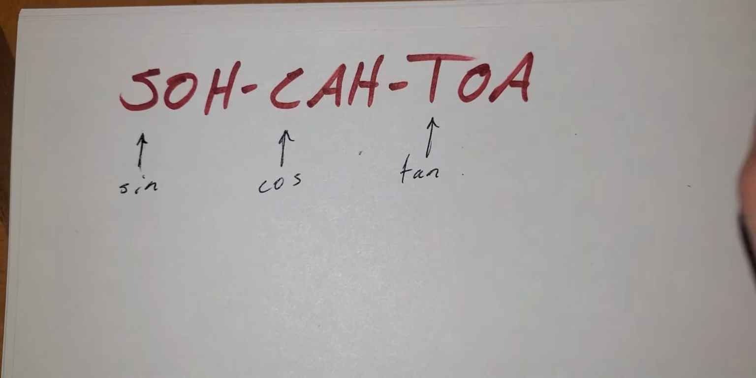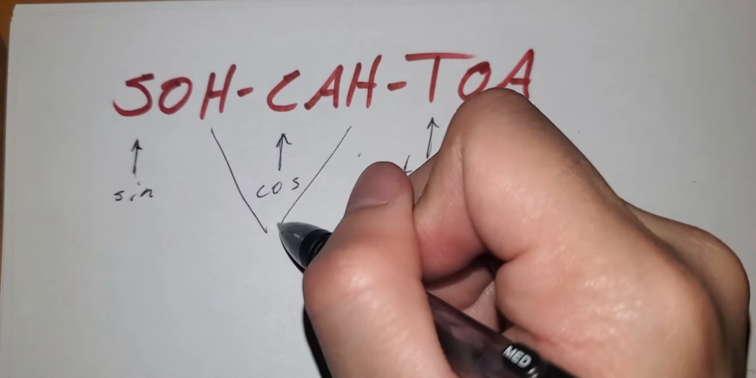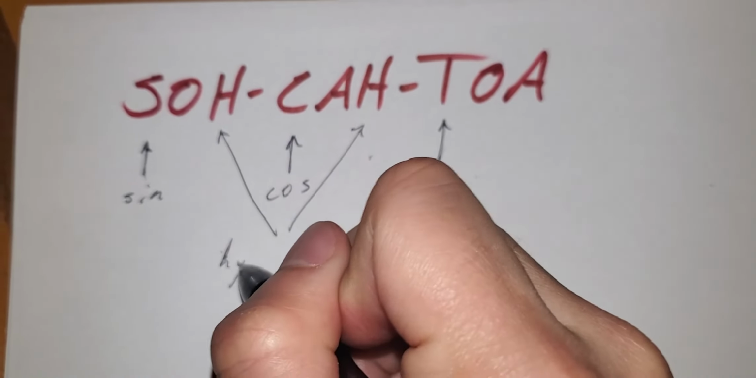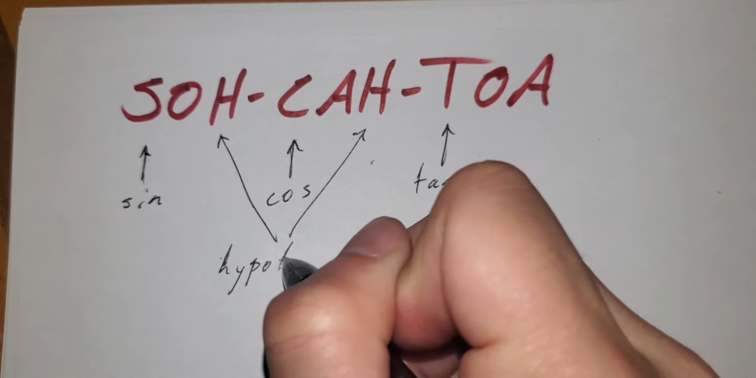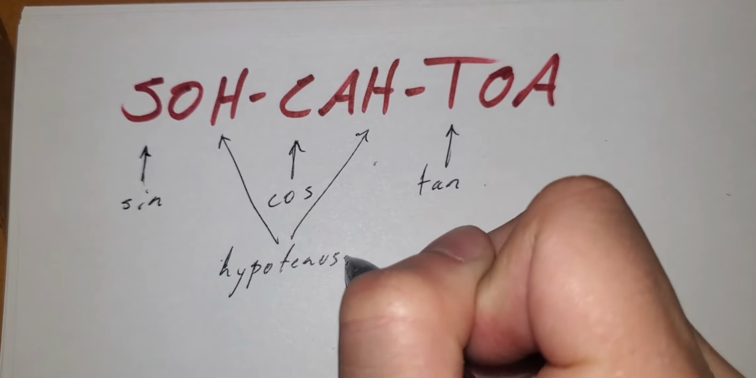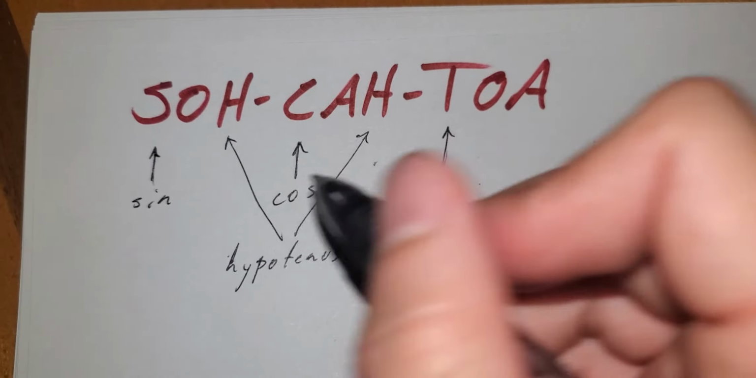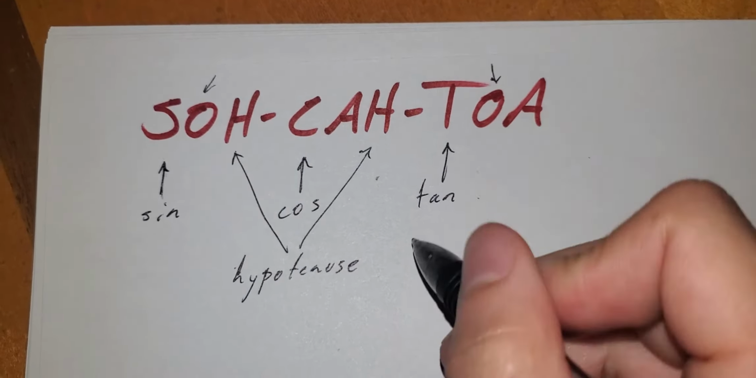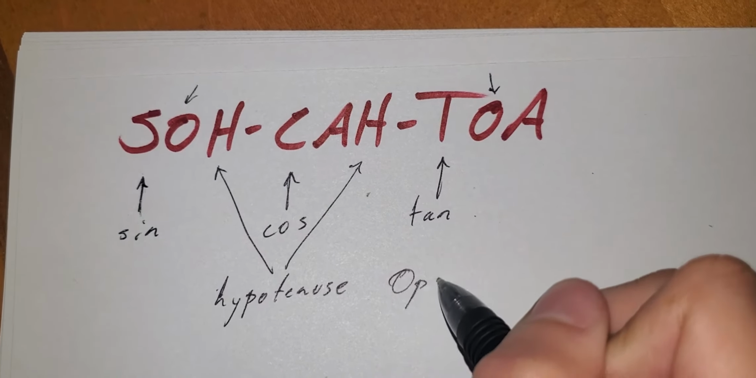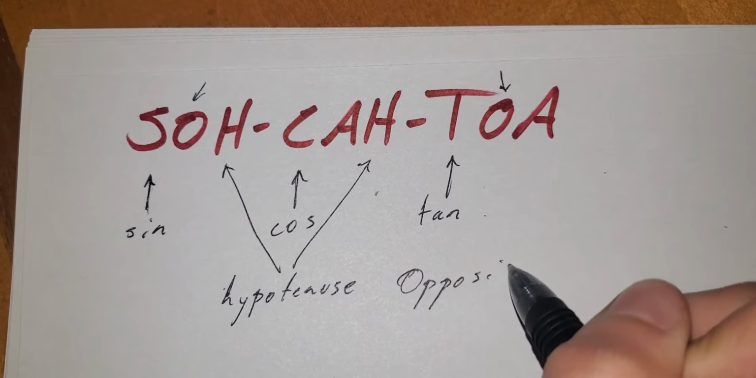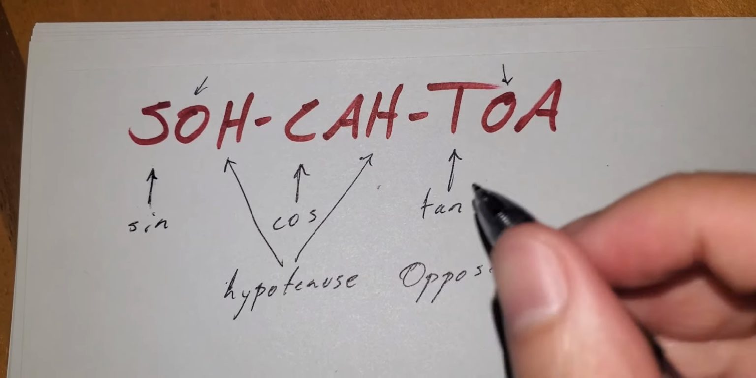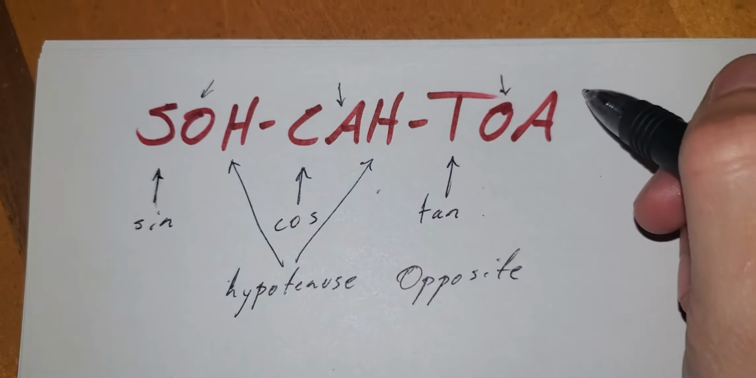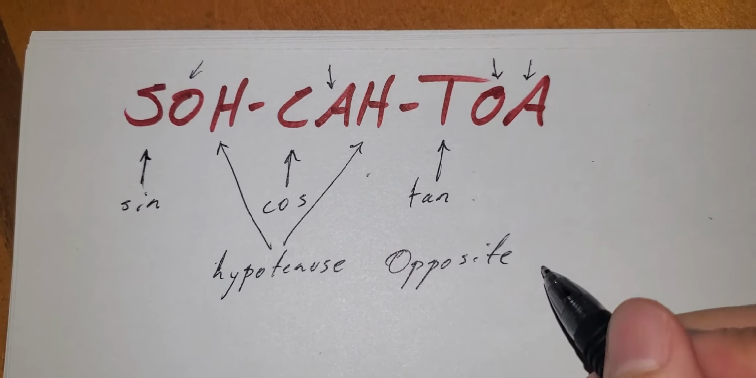Nice thing to remember as well is that the H stands for hypotenuse, the O's stand for opposite, and the A's stand for adjacent.